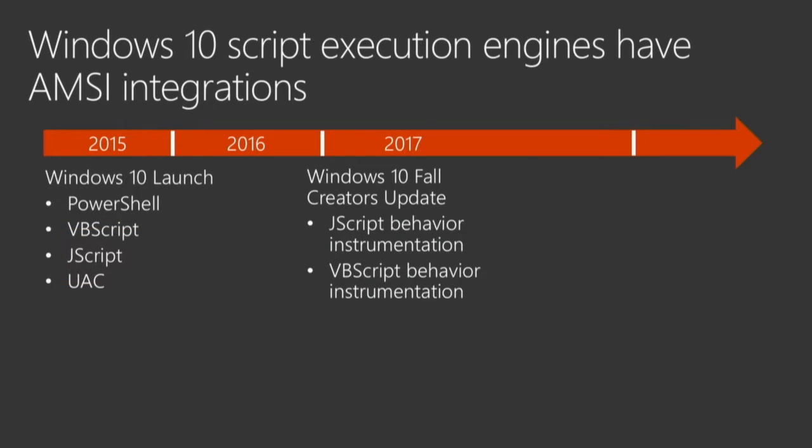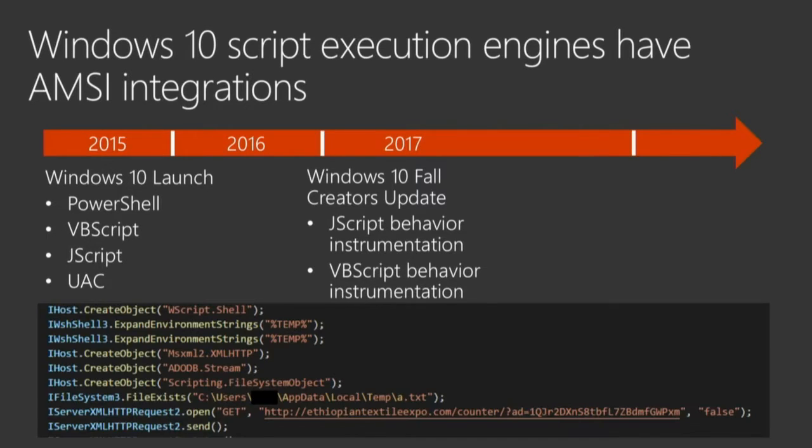In 2017, with the Windows 10 Fall Creators Update, Windows launched another even better feature. This introduced behavior instrumentation to the scripting engines. In JavaScript and VBScript, we now get behavior logs of the scripts when they're actually executing on the customer's machine. Here's an example of what this behavior instrumentation looks like. The JScript and VBScript instrumentation logs all the COM interfaces. So we get access to all the COM functions as well as the parameters being logged by the script during execution.